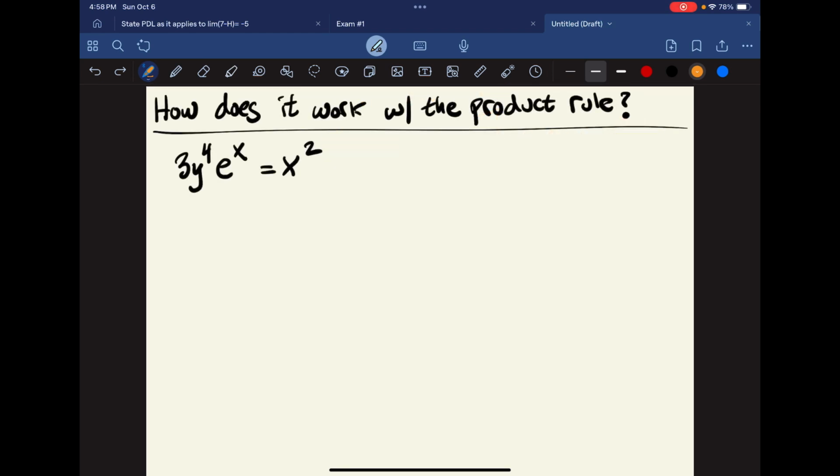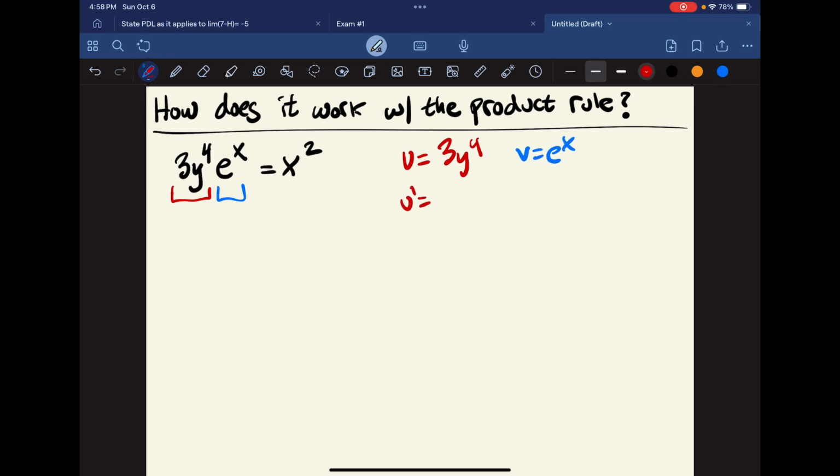Okay, and now just to see how implicit differentiation would work within the context of a product rule problem. So our term on the left is a product rule, right? With our first term being 3y to the 4th, and then our second term being e to the x. So we come over here. U is our first term, so 3y to the 4th. V is our blue term, so that would be e to the x.